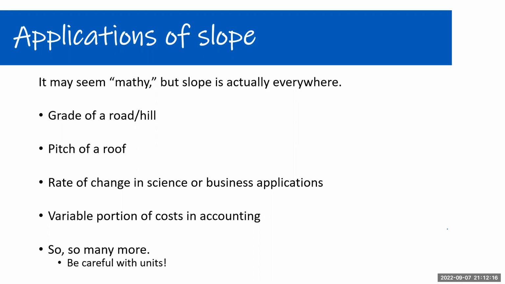If you're talking about science and business applications, you talk about in chemistry, how rapidly something dissolves. That's a slope, right? That's a rate of change. Your sales over time, you can talk about a slope there, okay? You can talk about variable portions of costs in accounting, okay? So it may cost you $1,000 a month for rent, but then for every item that you produce, you're also spending x dollars. That is an application of slope. Okay. You're going to want to be careful when you're talking about real world applications. Be very careful with your units.